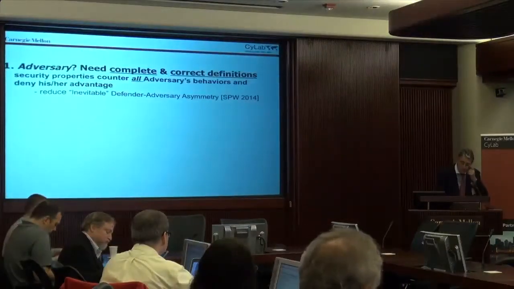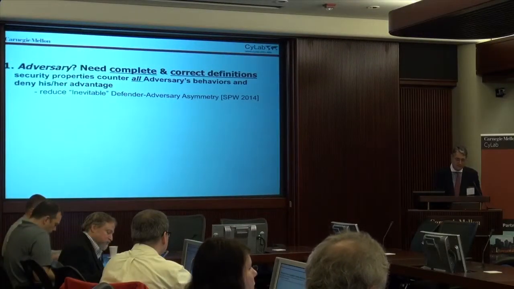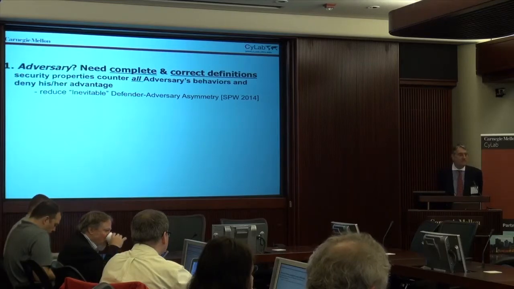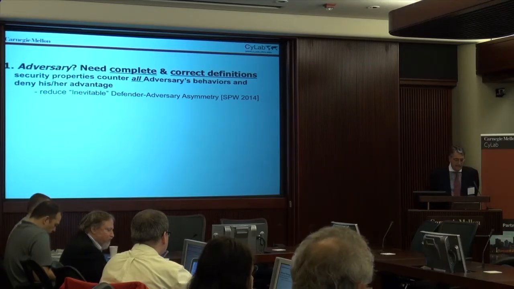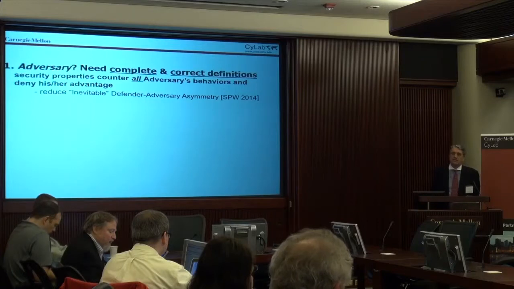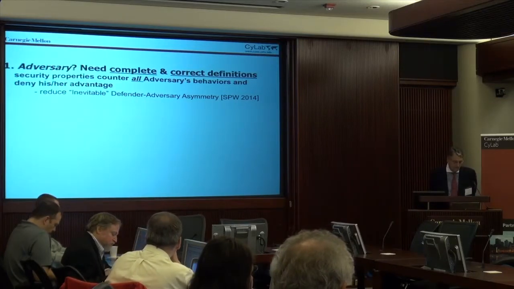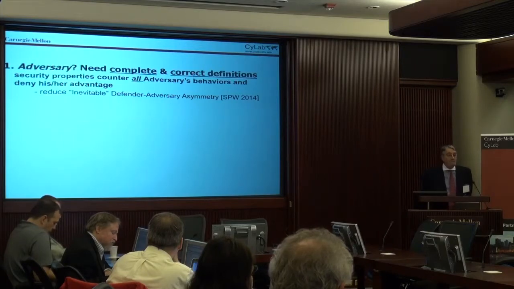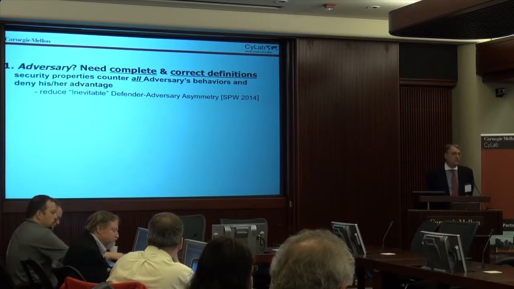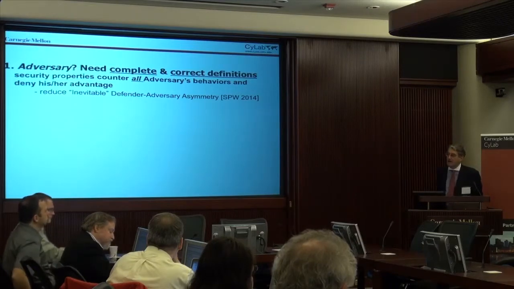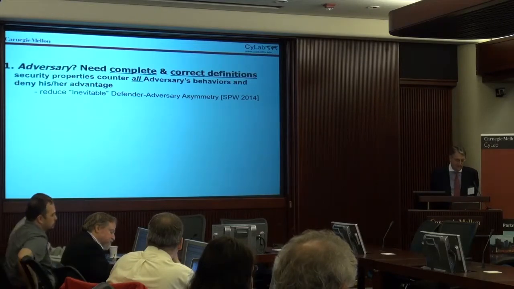So you probably have heard parts of this presentation before, so I'll go very fast. So first, if we are talking about a dance with the adversary or engaging the adversary, we have to define the adversary. We have to know precisely who the adversary is. So consequently, we need complete and correct definitions of the adversary. So if we have such properties, then there is no surprise. We actually can counter the adversary by denying all the adversarial behaviors.